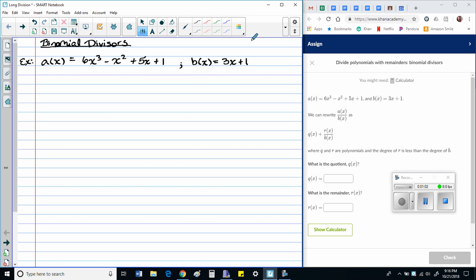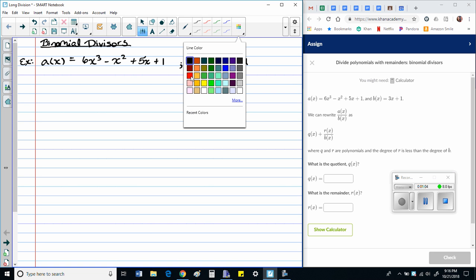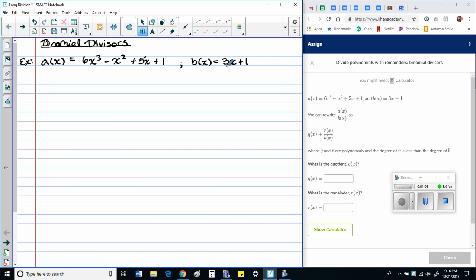Okay, now grab your other color and let's make a note. So this is a binomial. So that's good because we know with a binomial you can do synthetic division. But this is not a plain x. So see right here? That means you cannot do synthetic division. Okay, you have to do long division.